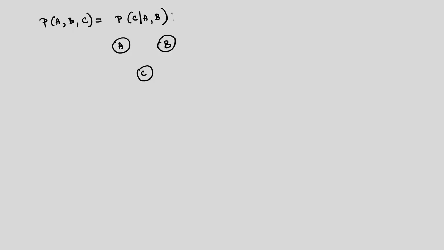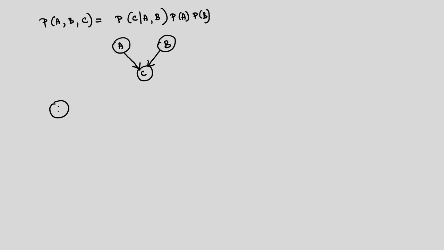Now, move to the next example. Suppose it is given like this: probability of A, B, C is equal to probability of C given A and B, probability of A and probability of B. So, how to represent this one? This is represented like this. C depends on A and B, but A and B are independent.